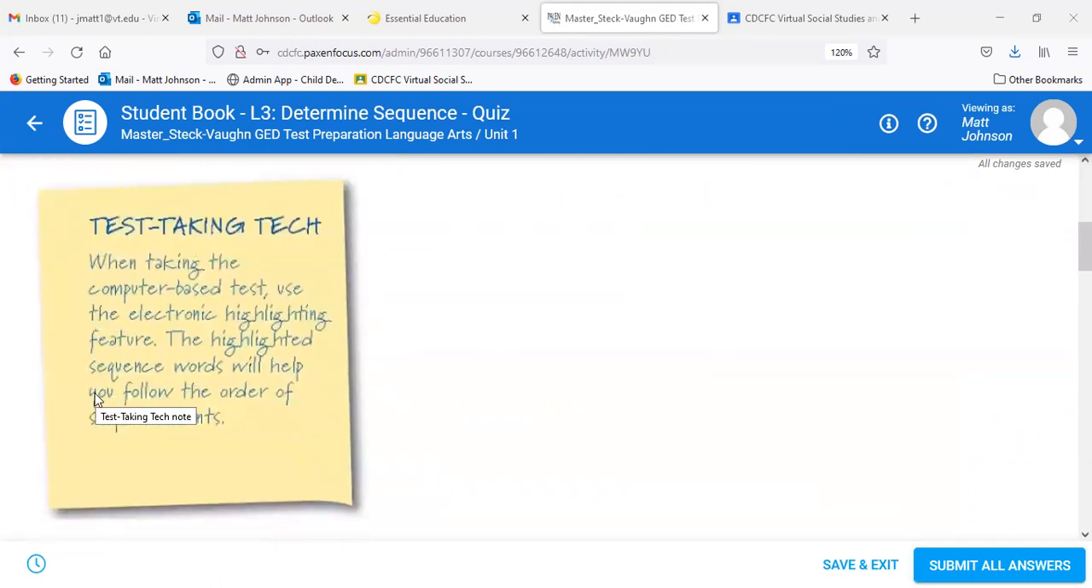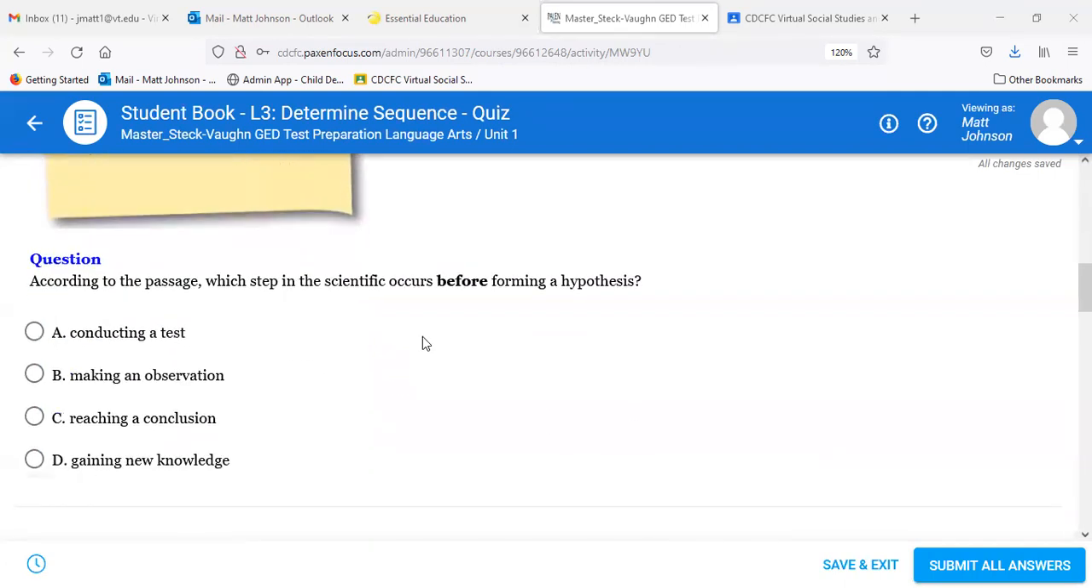Anyway, so some test taking tips here. When you're taking the computer-based test, use the electronic highlighting feature. Highlighting sequence words will help you follow the order of steps or events. That's one of the tools that's going to be available when you're taking your test. You can actually highlight things.